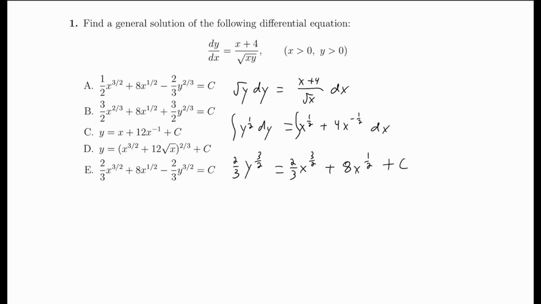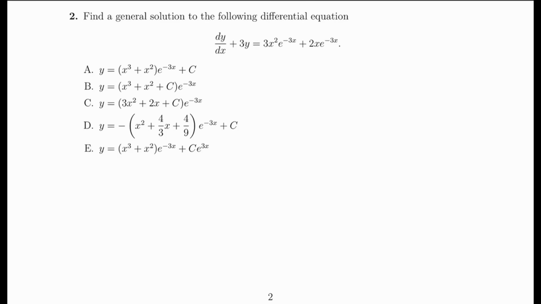So we'll go ahead and make our solution look like theirs. We can subtract a c from both sides. We don't need a negative because c is just an arbitrary constant. And then we'll be left with 2/3 x to the 3/2 plus 8x to the 1/2 minus 2/3 y to the 3/2. And that does indeed match answer choice E.